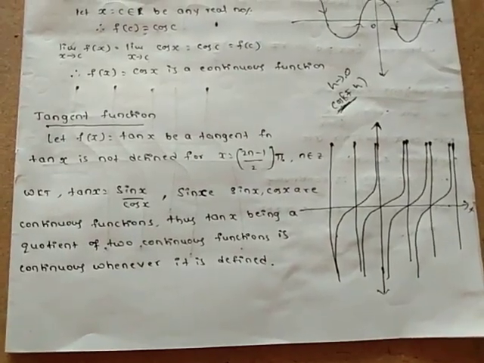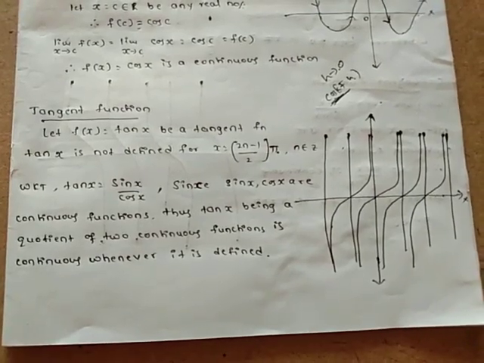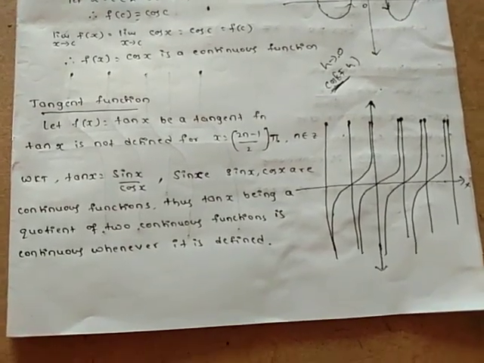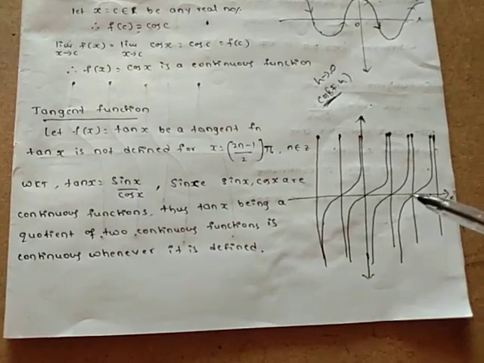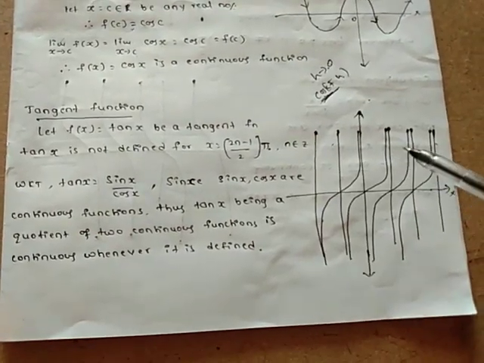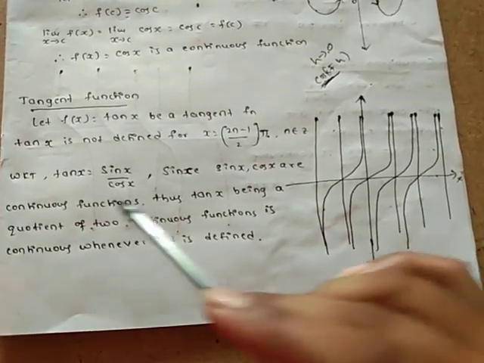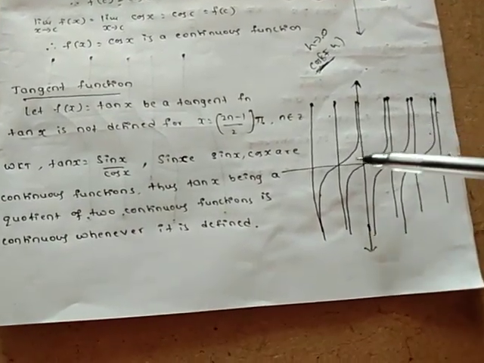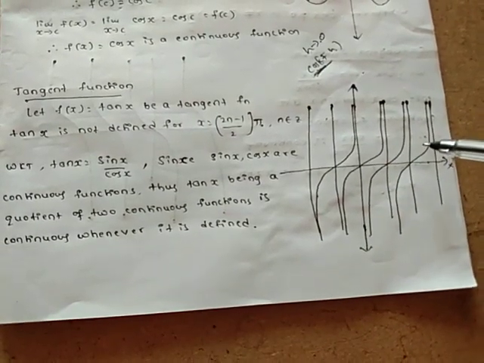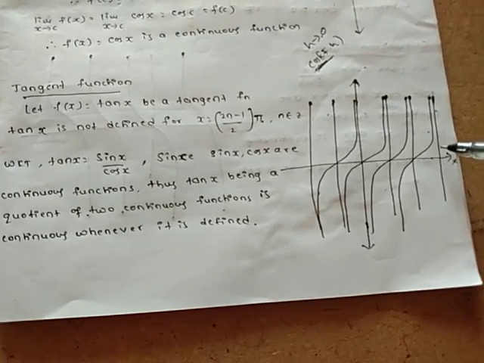So the next function is nothing but tan theta, or tan x, the tangent function. Observe the graph here. The tan function is nothing but sin x divided by cos x. In this particular graph we have observed that at certain points the tangent function, or tan theta, is not defined.